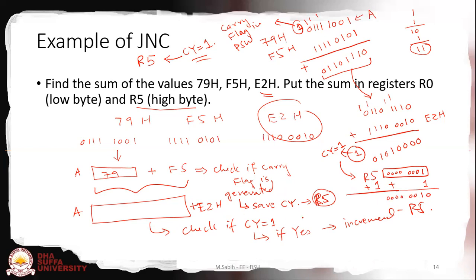So our answer will be, because the low byte is 0, A will be placed in R0, and R5 is already having the high byte. So we have this as the low byte, and we will have this in the high byte. Okay, now I will show you the program.